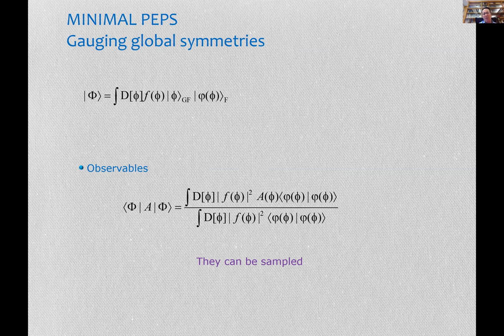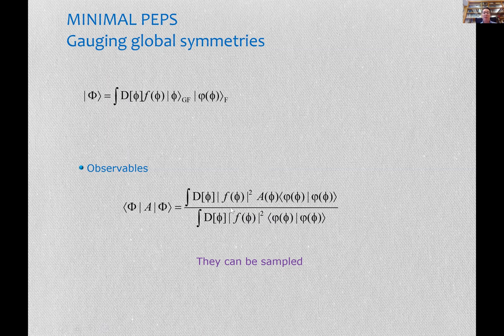However, as I'm saying here, if we do this construction, it turns out that we don't have to contract these tensor networks, but we can use Monte Carlo to compute expectation values. And here we will not have the sign problem in this description that we have here. And so that's actually something that we did in this paper with a toy example.